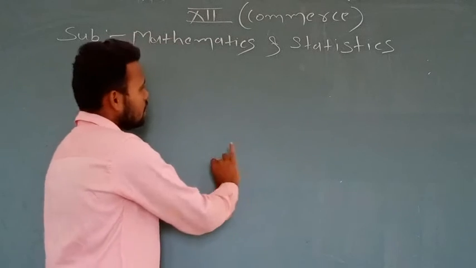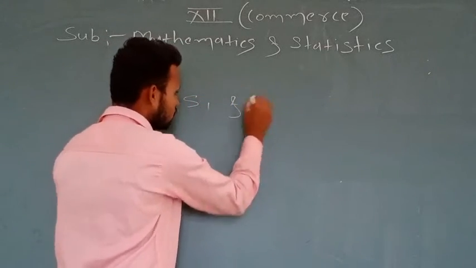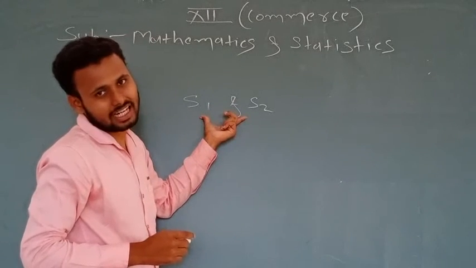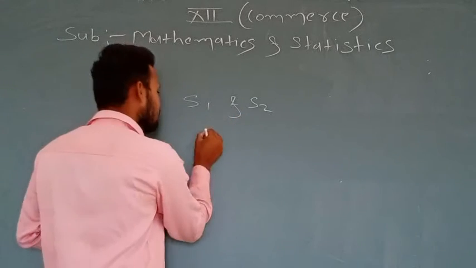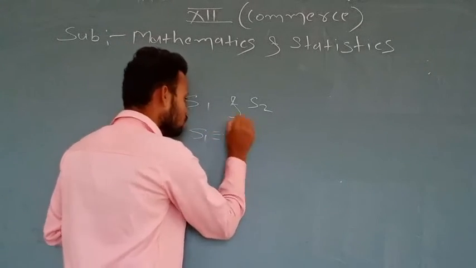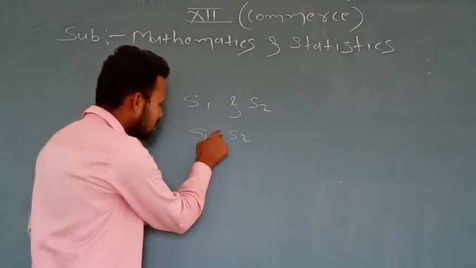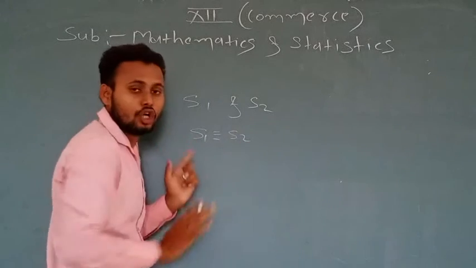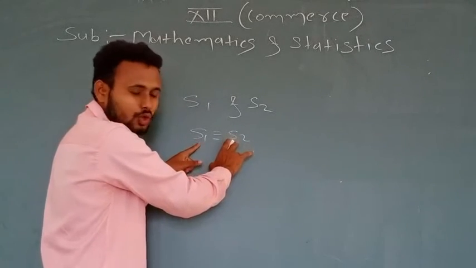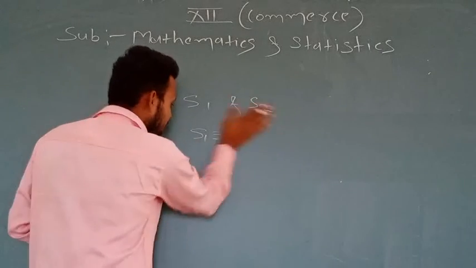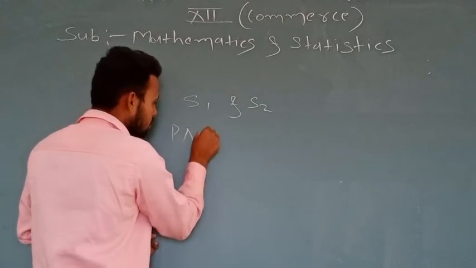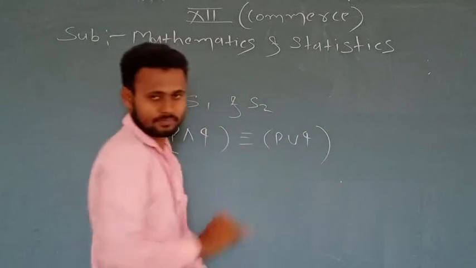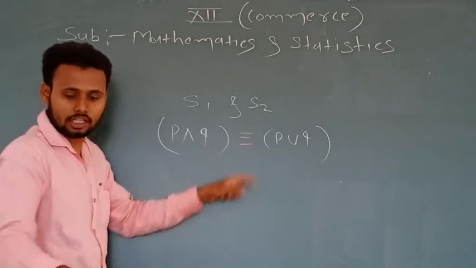For example, if S1 and S2 are any two statement patterns, and we say that these two statement patterns are equivalent, then we can write S1 is equivalent to S2. For equivalence we use this symbol of three lines. It represents equivalence between two statement patterns S1 and S2. For example, suppose P meet Q is equivalent to P join Q. If I say this is equivalent, then we use this symbol of equivalence.